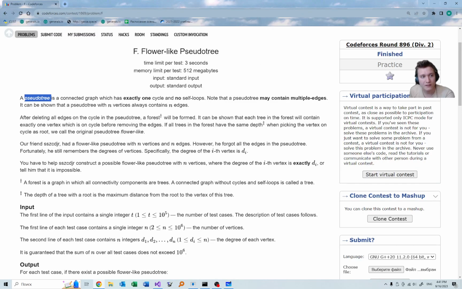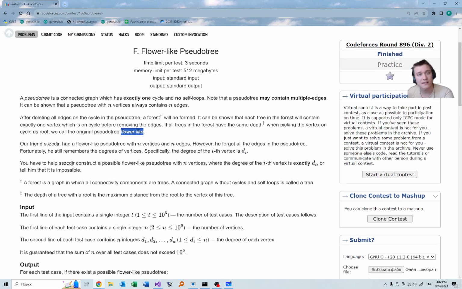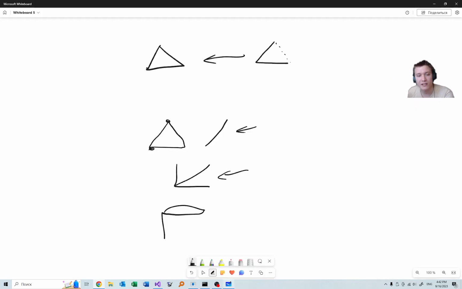So we have got a pseudotree, and we know every degree of this pseudotree. So all the degrees are given. And there is an extra condition, which is saying that this pseudotree is flower-like. What is this talking about?